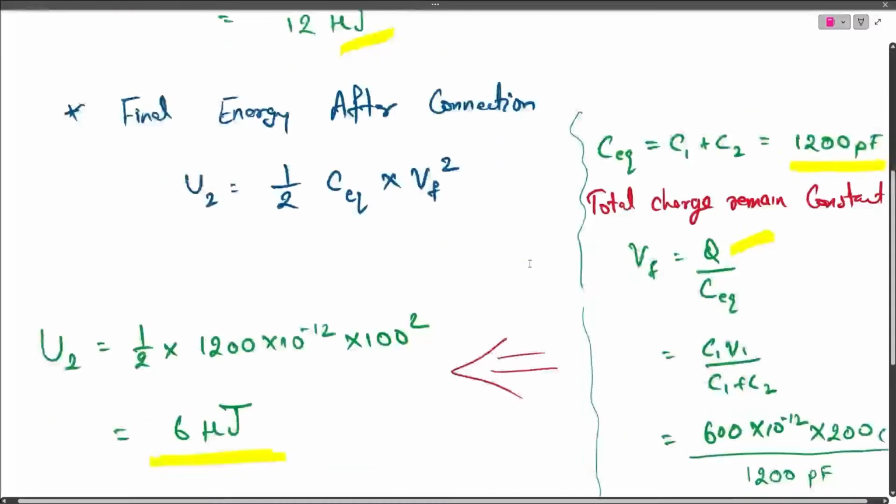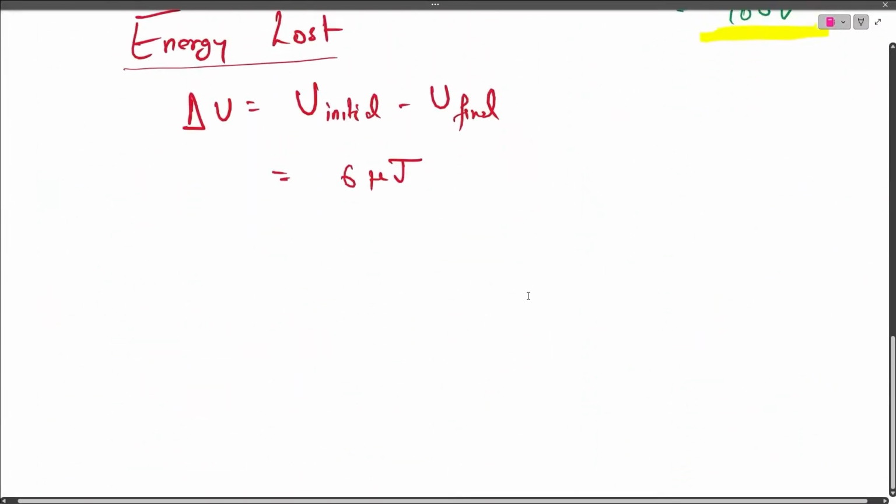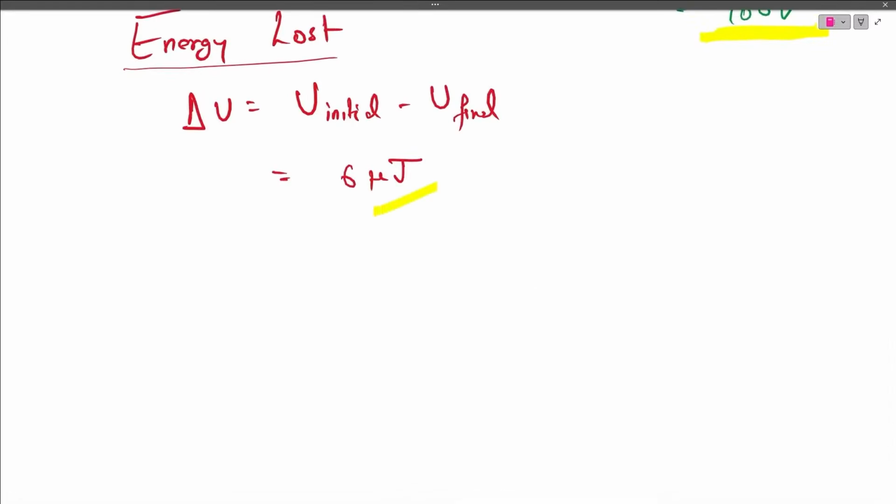Initial energy was 12 microjoule and final energy we have got as 6 microjoule. So there is a difference of 6 microjoule, or 6 microjoule is lost in the process.